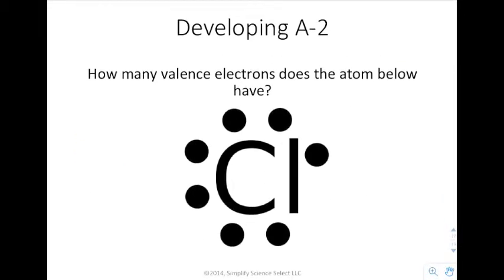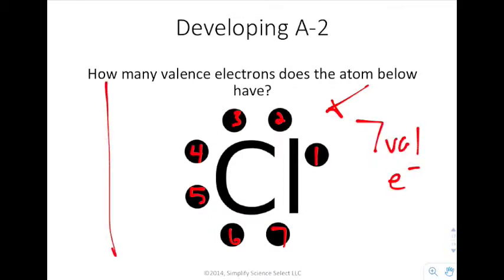It says, how many valence electrons does the atom below have? Remember, a Lewis dot structure tells you the number of valence electrons. So we'd say 1, 2, 3, 4, 5, 6, 7. So we'd say this is chlorine that has 7 valence electrons. And that also tells us that it's going to be in group 17.